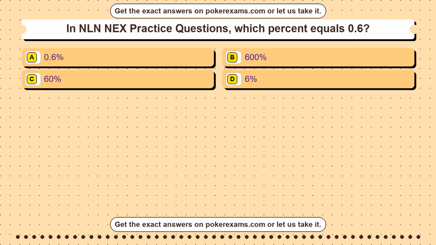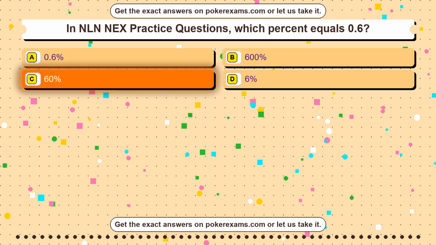Question 43. In NLN NEX Practice Questions, which percent equals 0.6? Option A 0.6%. Option B 600%. Option C 60%. Option D 6%. The correct answer is option C, 60%.